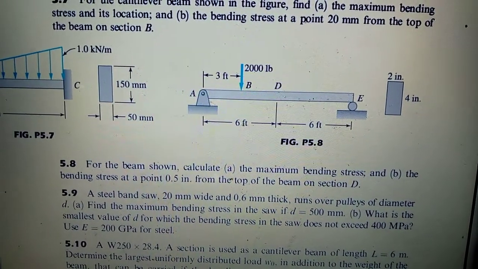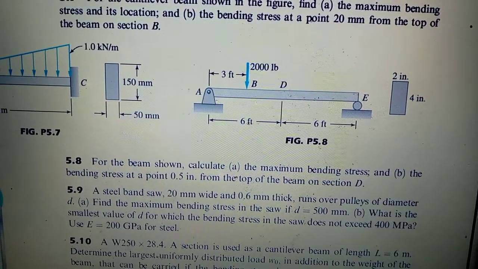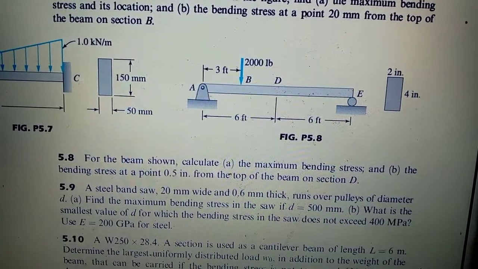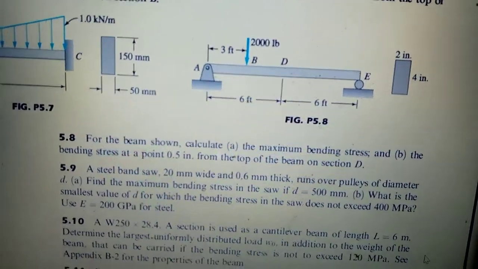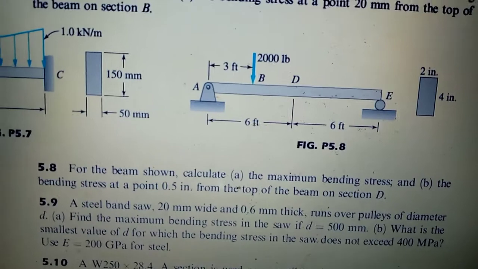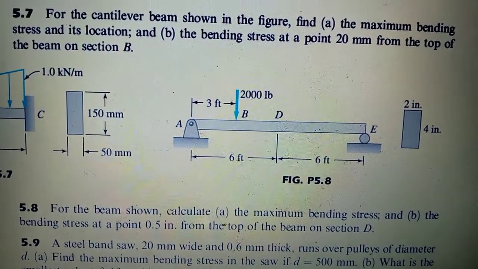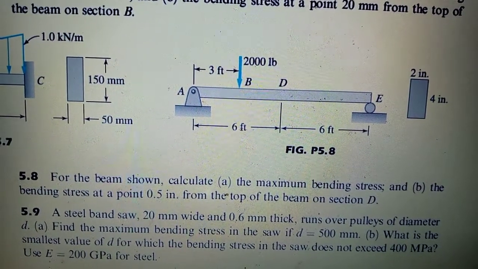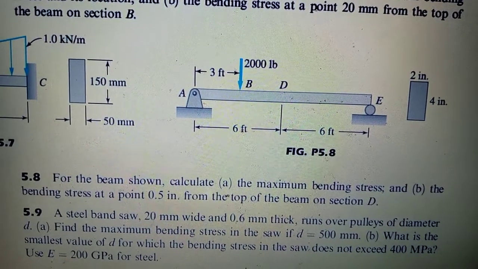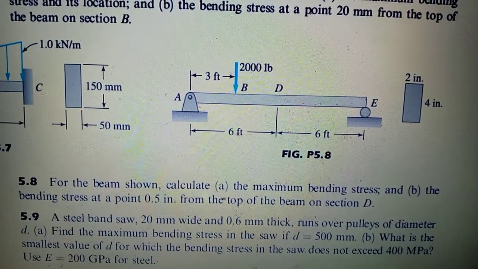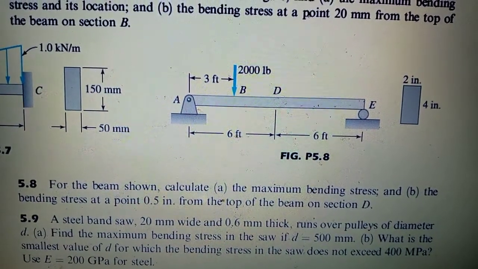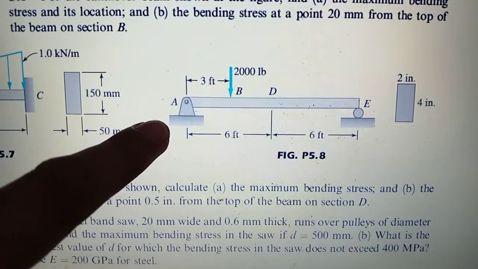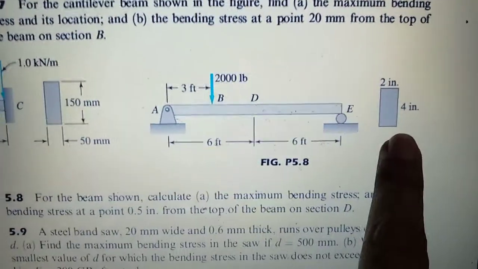We will have our fourth example for stresses in beams, specifically bending stresses. We will choose 5.8. For the beam shown, calculate A, the maximum bending stress, and B, the bending stress at a point 0.5 inches from the top of the beam on section D. This will be our beam and its cross section area.